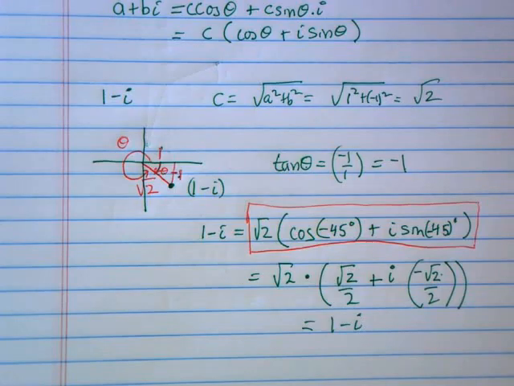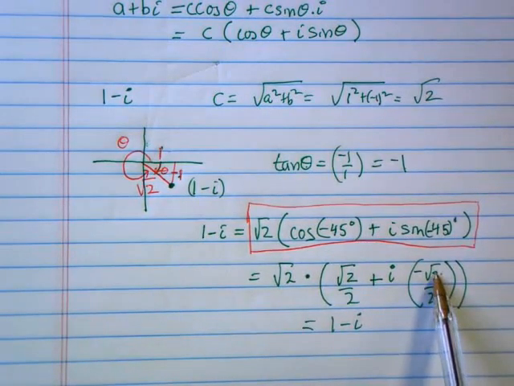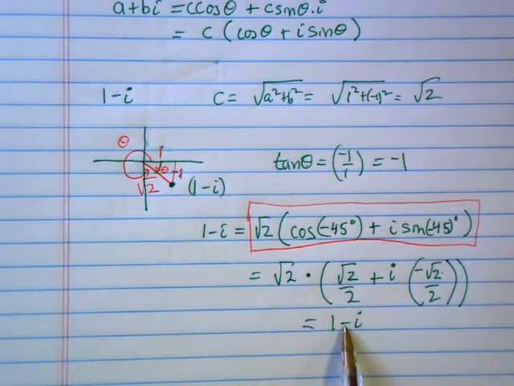Did you foil the root 2? Yep. Both of them? Yes, because the root 2 is out here, so I'd have to distribute it to both of them. And the second part, it would be -1, and then the negative i. Yep.